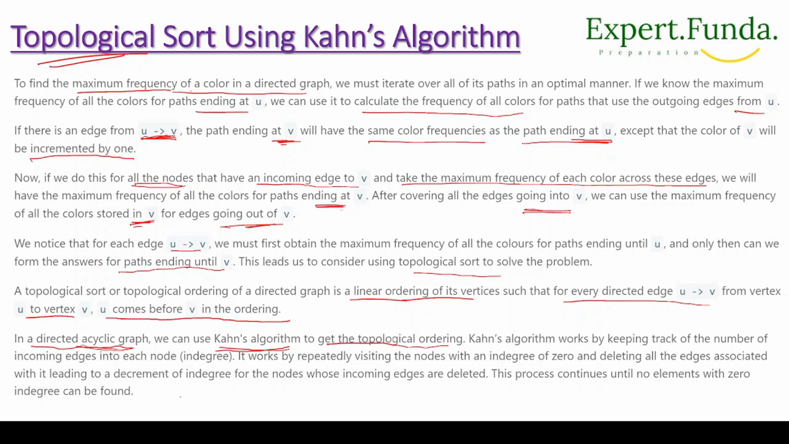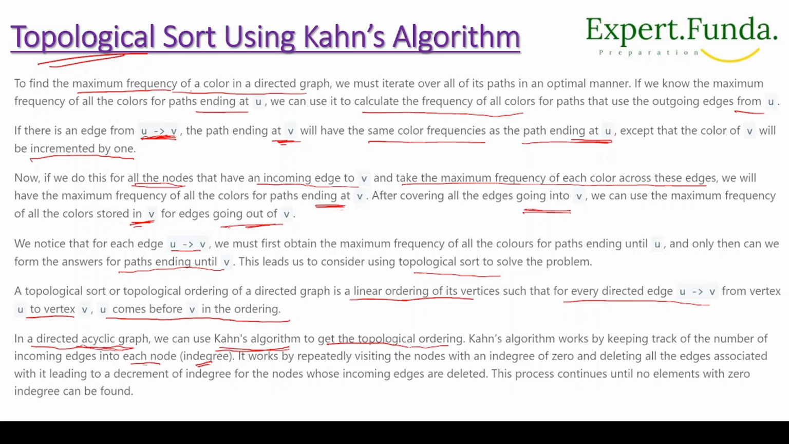Kahn's algorithm works by keeping track of the number of incoming edges in each node, which is called the in-degree. Correct? I was talking about all these things only to make you understand the in-degree. So you have to understand the in-degree. If you already know it, that's very good.